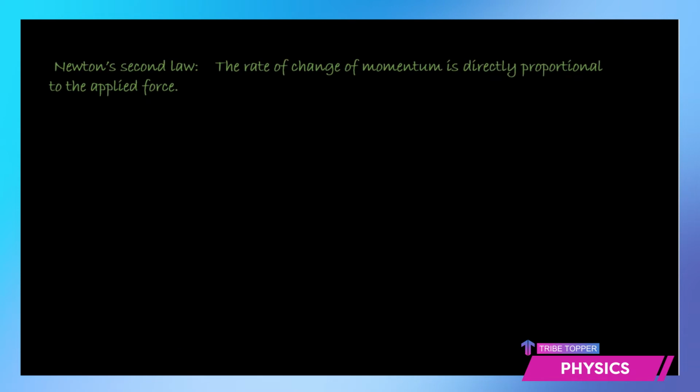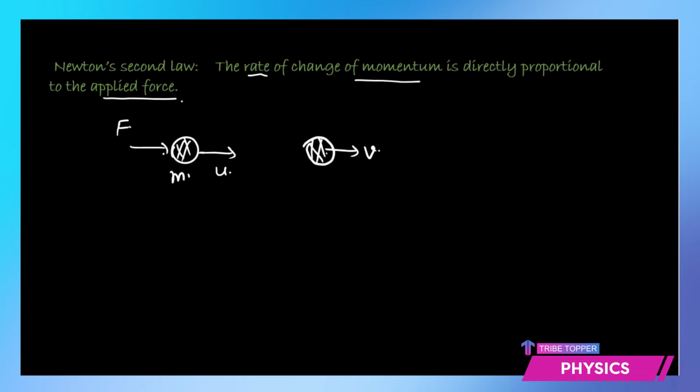Now let's talk about the second law of motion. The second law of motion given by Newton says that the rate of change of momentum is directly proportional to the applied force. Let's say there is a body of mass m, initially moving with velocity u. When you apply a force F, its velocity changes to v. The mass will not change, but the velocity will change, of course. And suppose the change happens in a time interval t.